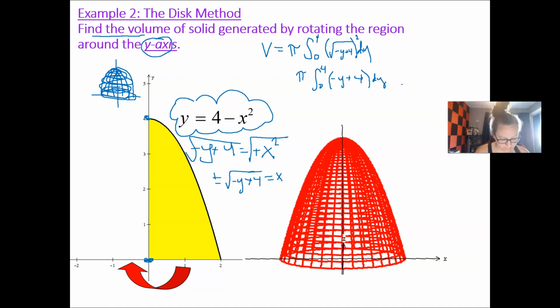So negative y plus 4, close parentheses, dy. Okay, and Desmos tells me that that is about 25.1.